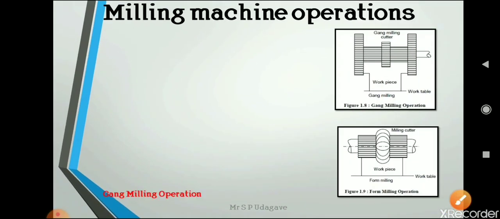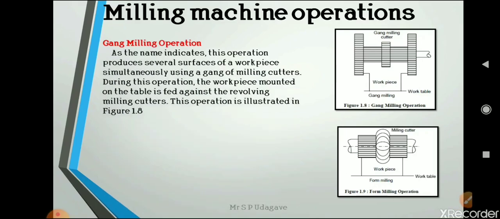The next type of operation is the gang milling operation. As the name indicates, this operation produces several surfaces of the workpiece simultaneously using milling cutters. During the operation, the workpiece is mounted on the table and fed against the revolving milling cutters. This operation is shown in the figure. At the same time, side milling as well as surface milling and slotting, a number of operations we can perform with the gang milling cutters through the feed of the workpiece.